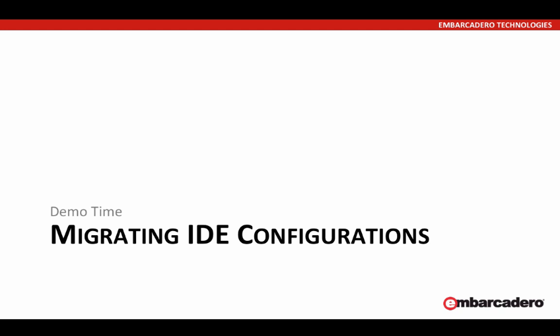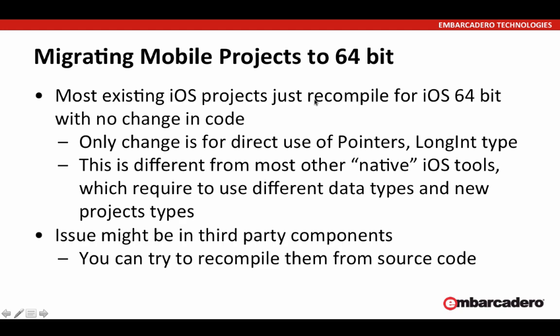So after this demo of the migration of the IDE configuration with the new tool, I just want to spend a minute mentioning a couple of other areas that are more project specific. First is that migrating mobile projects from iOS 32-bit to 64-bit is actually quite straightforward. There are no significant changes in your code unless you directly use pointers. The only core type that changed is LongInt, because it's used for API mapping. So that moves from 32 to 64-bit on the iOS platform. But again, besides these very specific cases, most of your code will just move over smoothly.